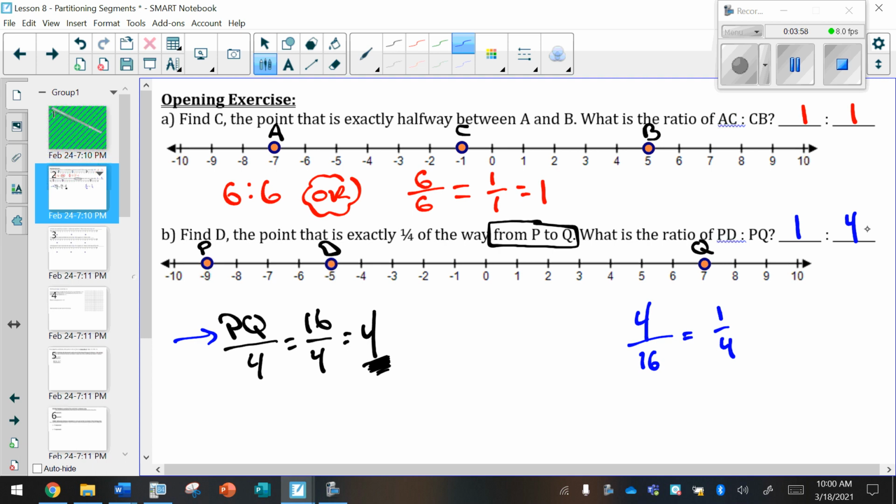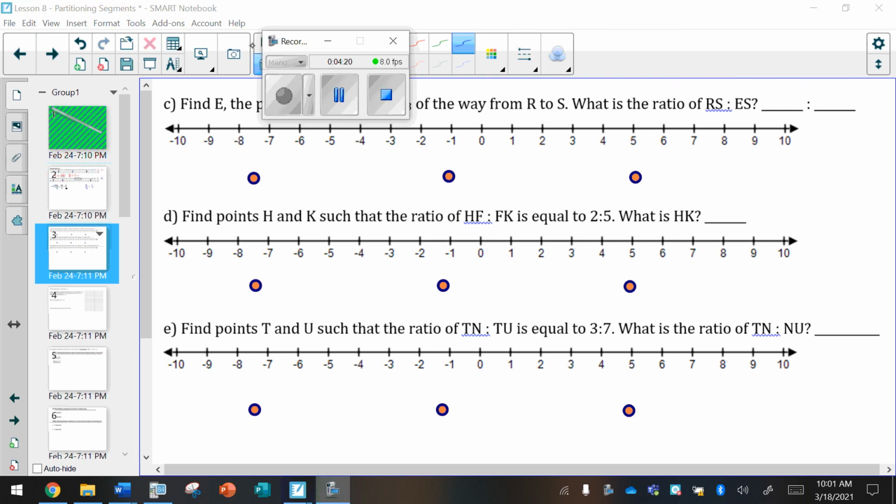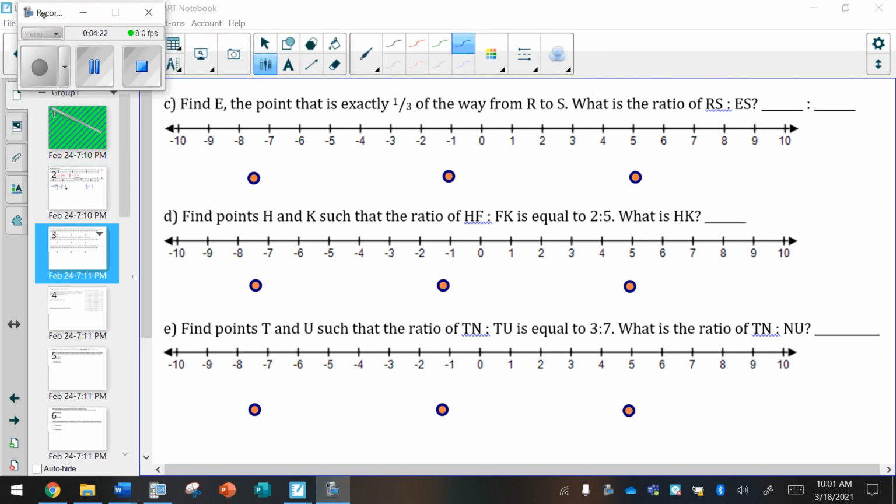Notice that in the first question, we wrote our ratio from A to C and then C to B, but in the second one, we did P to D and then back to P all the way to Q. So these ratios are going to change. It's not the same thing every time, but you just have to be careful and know what points you're using. It's not a difficult thing. You just have to pay attention to what's happening.